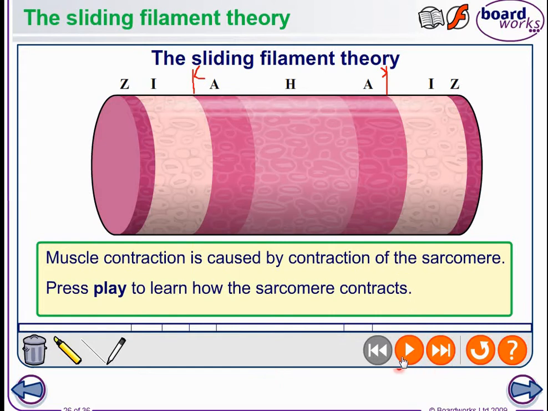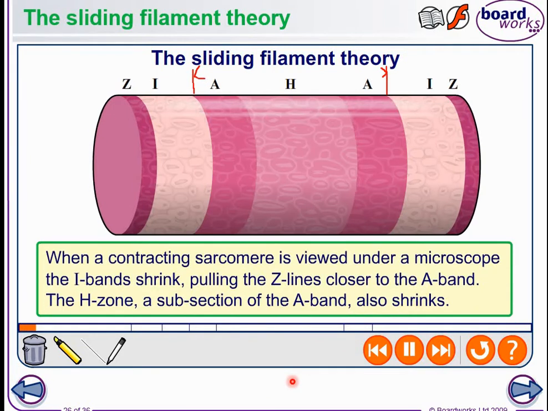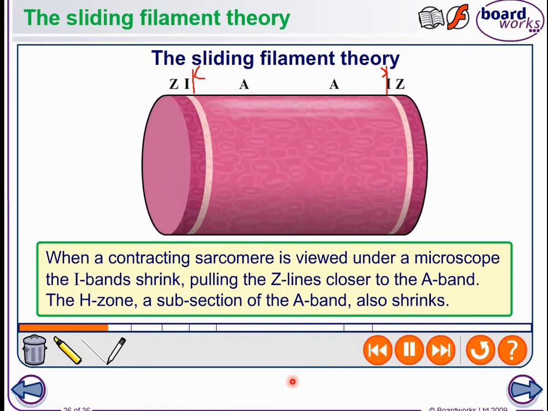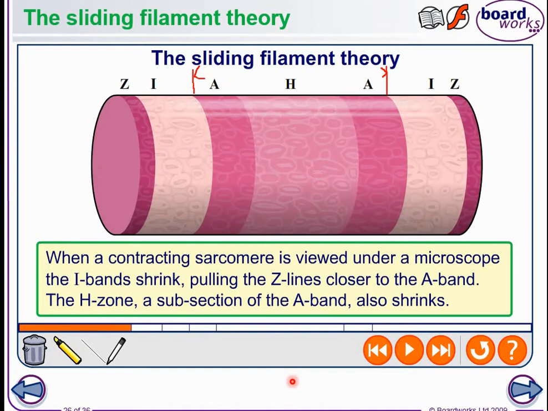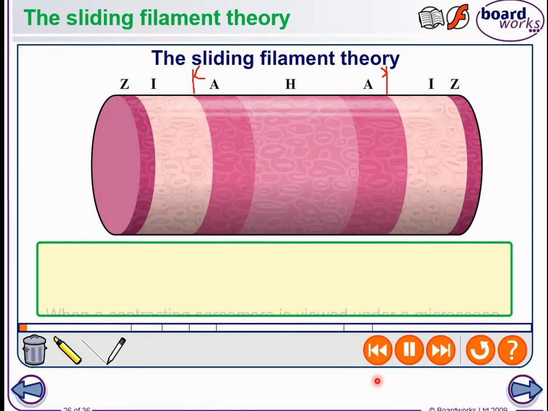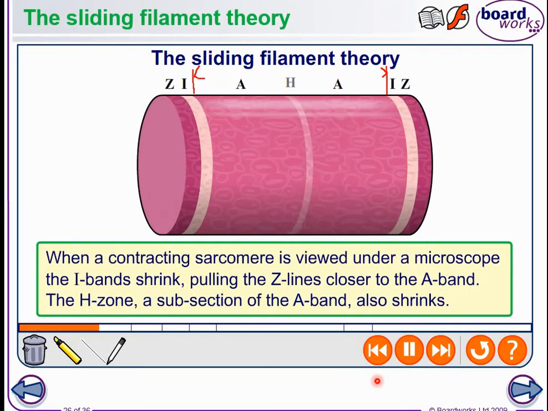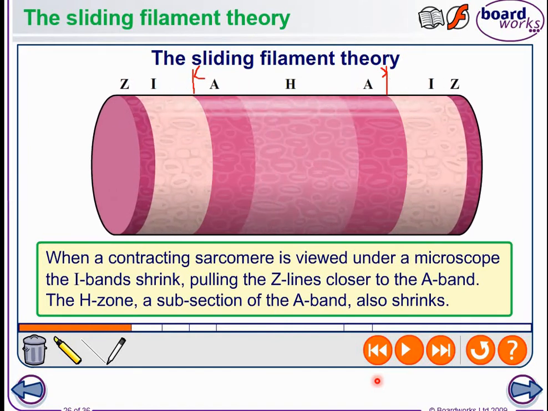So, what we're going to do, if we press play, this is important. As this sarcomere, so this line here, from Z to Z is a sarcomere. As it contracts, watch what happens to the various zones. Okay. Gold. Absolute gold is this. I'm going to show it again. The Z lines get nearer to one another. The I bands get smaller.